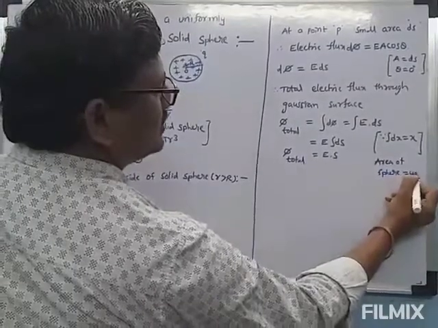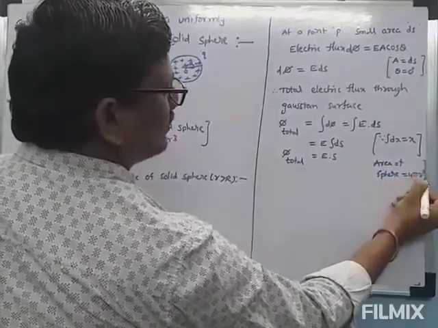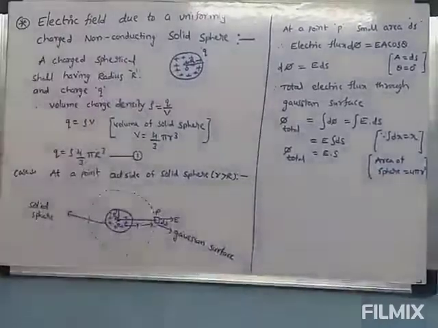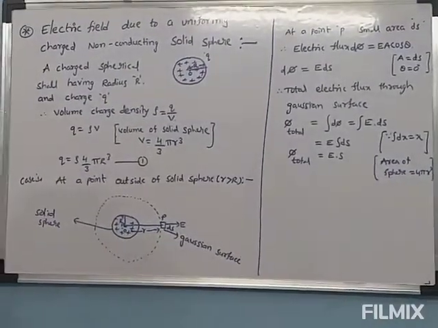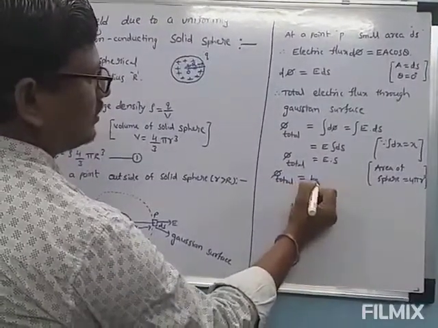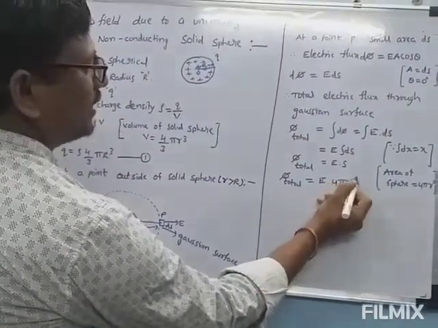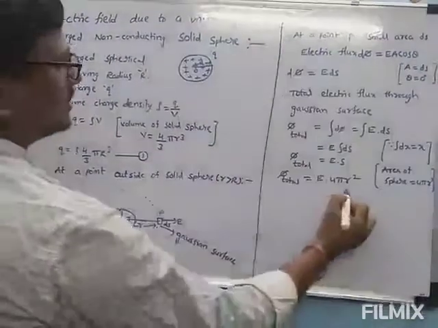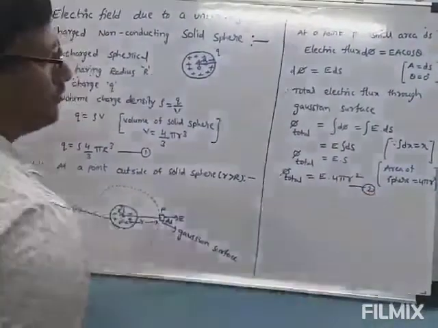The surface area of a sphere is equal to how much? 4 pi r square. Then we can substitute here: the total electric flux is equal to E into 4 pi r square. This is considered equation number 2.